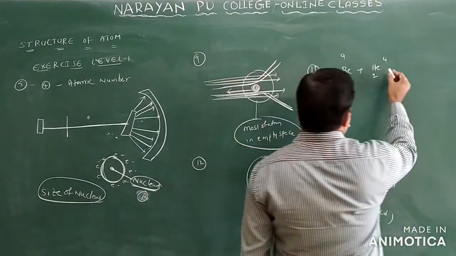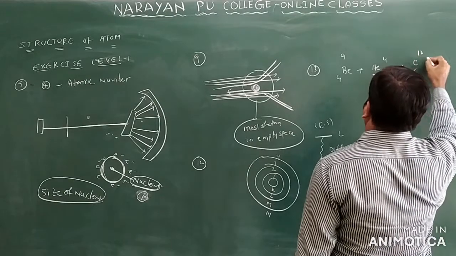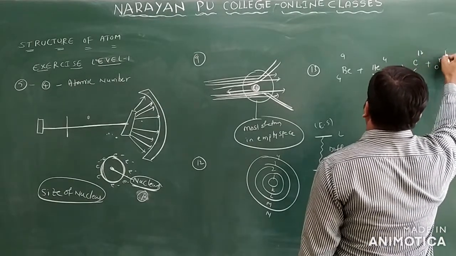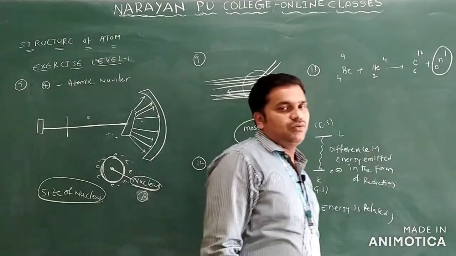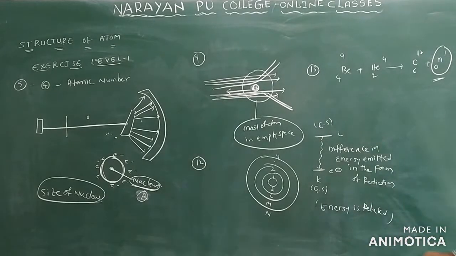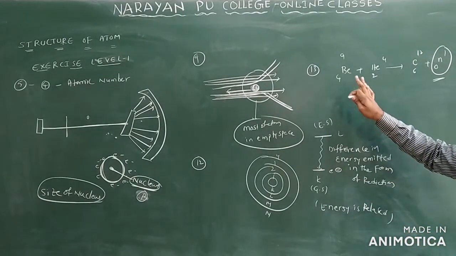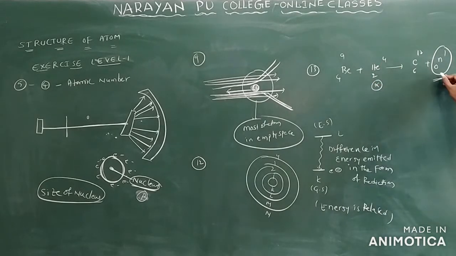If these two are bombarded, then what will I get here? I will get carbon 6C12 and 0n1. What is 0n1? It is a neutron only. So a neutron can be released in this process. This is the bombardment of beryllium with alpha particles, 2He4. What is produced in this? Neutrons are produced only. So a beam of neutrons can be formed in this bombardment.